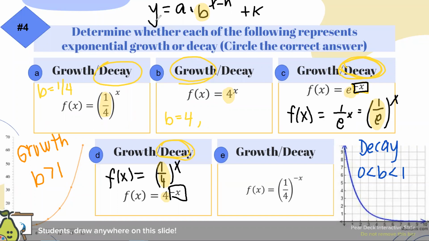And for E, I have 1/4 to the negative x. So you might be thinking, aha, I got you, decay. Psych! We need to incorporate that negative exponent. We don't want negative exponents when we're talking about growth or decay; we need it to be positive. So this becomes f of x is equal to the reciprocal, 4/1 to the x. And 4 is larger than 1, so that means we have growth.